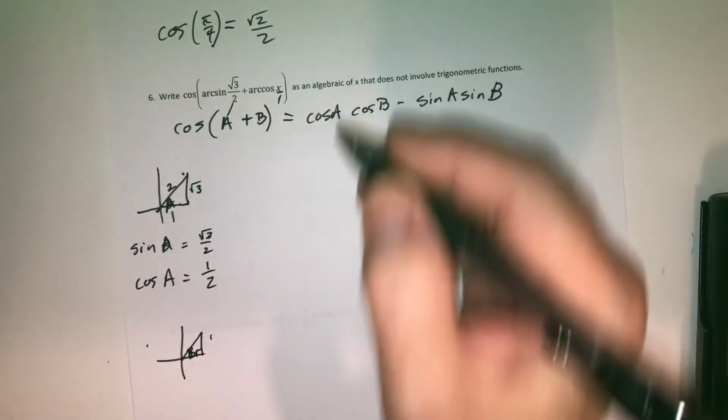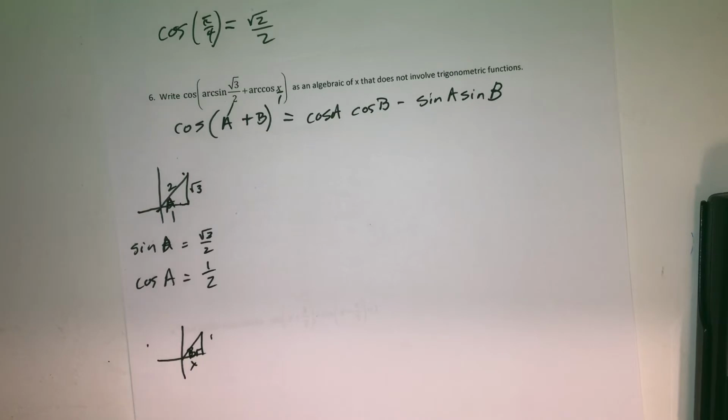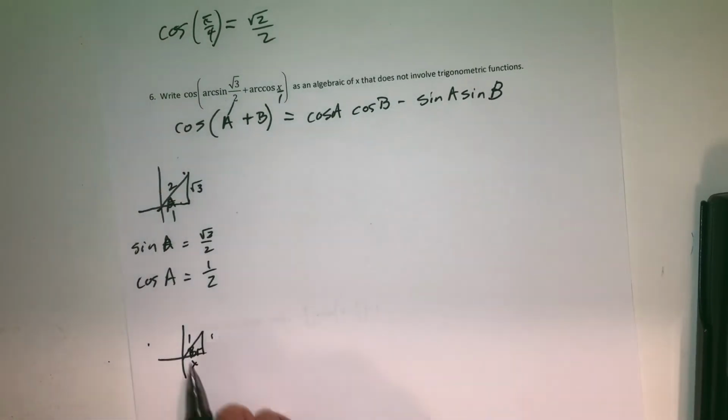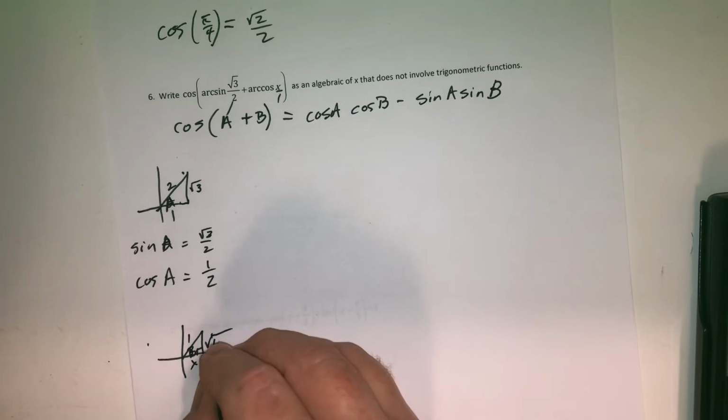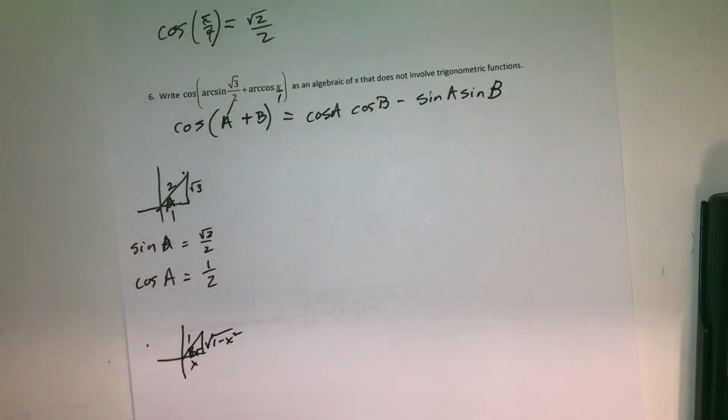We know that the cosine is x. If you make it a fraction, that's x, which is the adjacent leg, divided by the hypotenuse, which is 1. Then if I do 1 squared is 1 minus x squared and take the square root of that, I'll get this side over here, the square root of 1 minus x squared. Using my Pythagorean theorem, by the way.